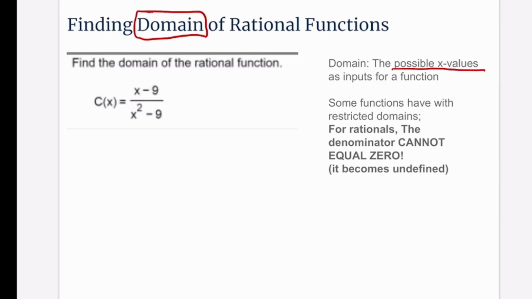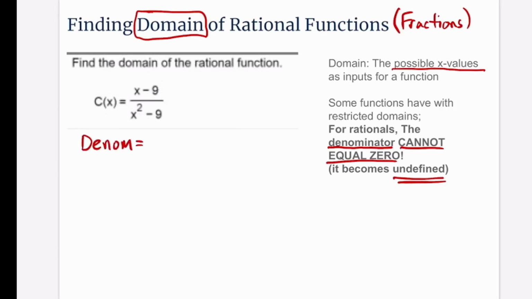So essentially fractions. One of the big rules for fractions is you cannot divide by 0. So the denominator cannot equal 0. That's what makes a fraction undefined. So whenever you get a problem like this, you take whatever your denominator is, set it equal to 0, and then solve for x, whatever variable you have.